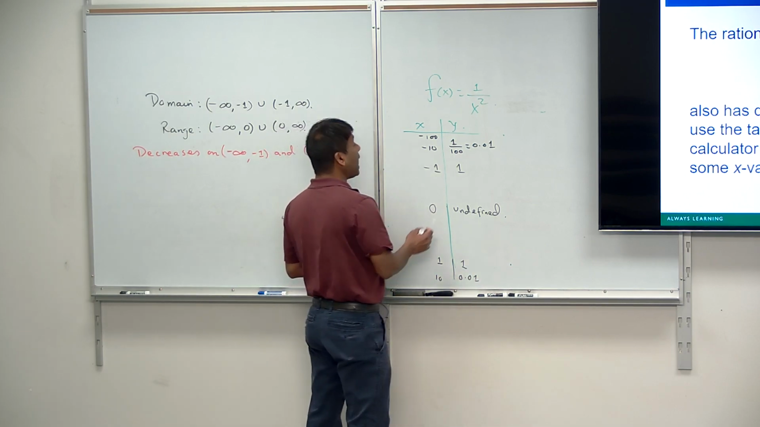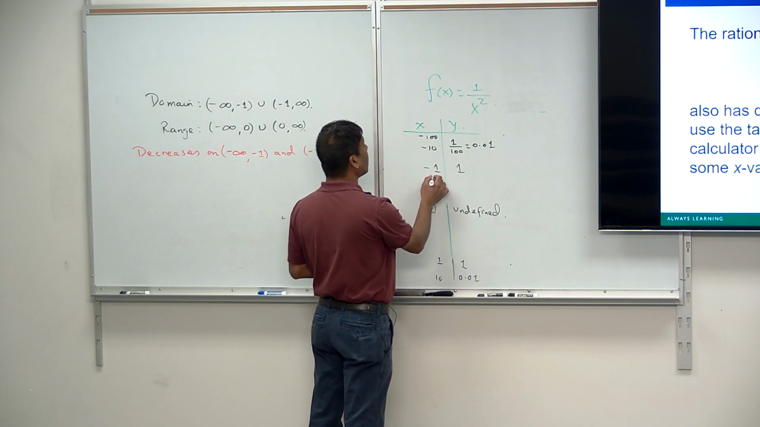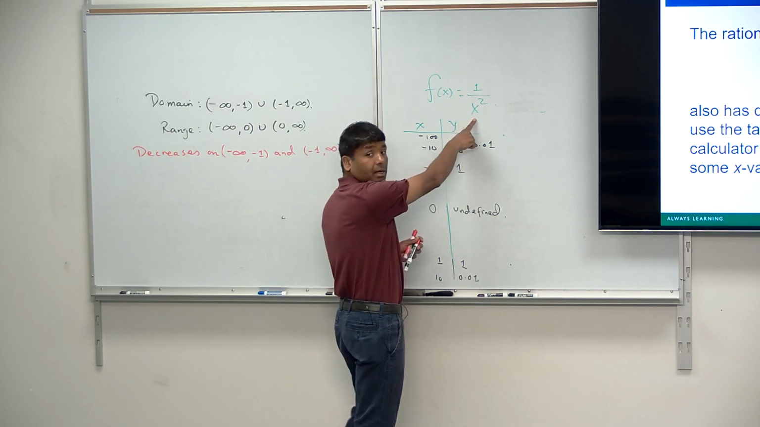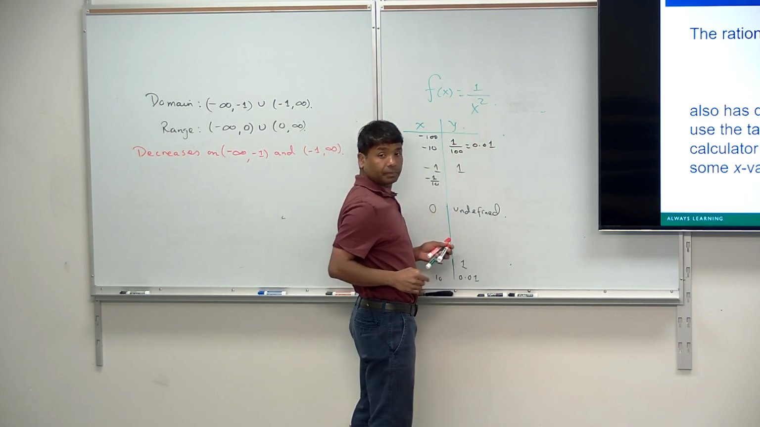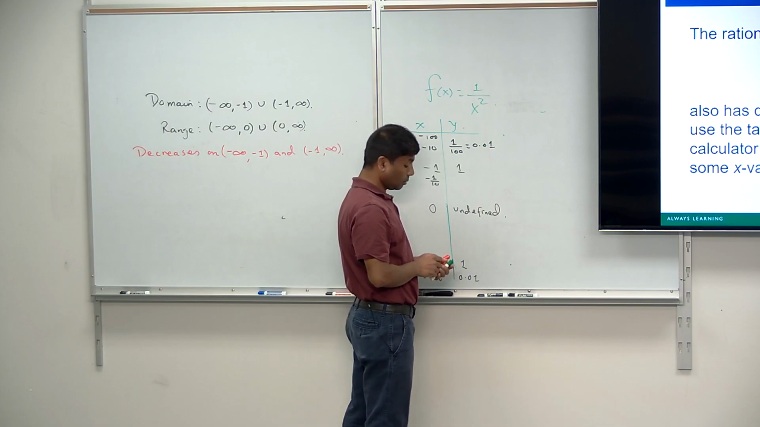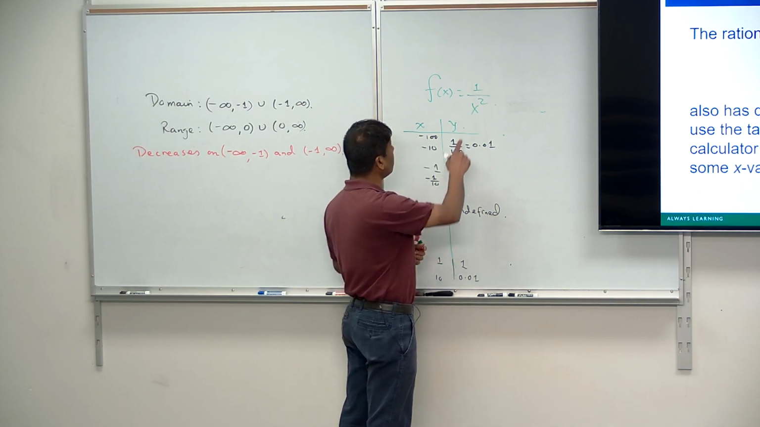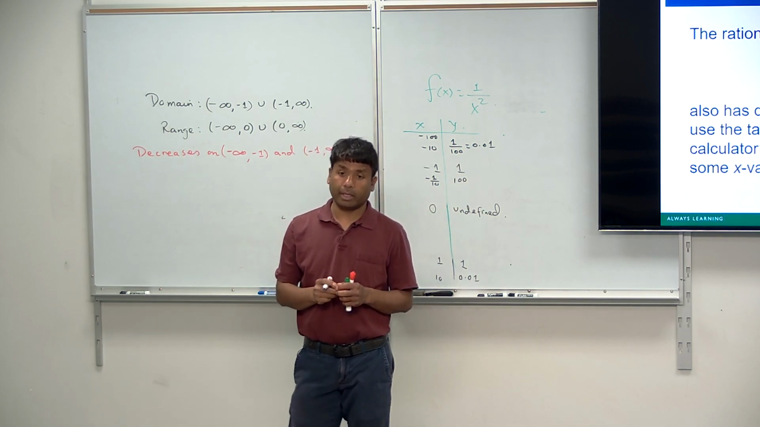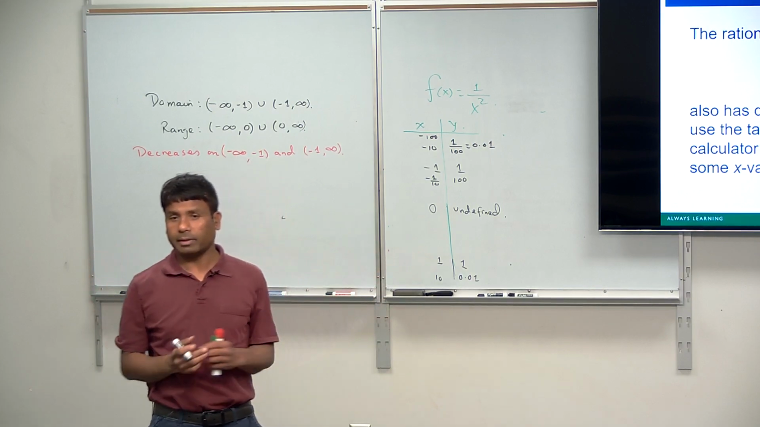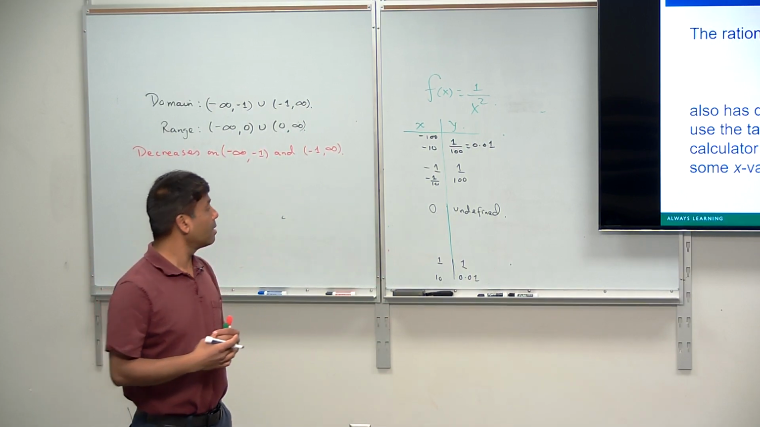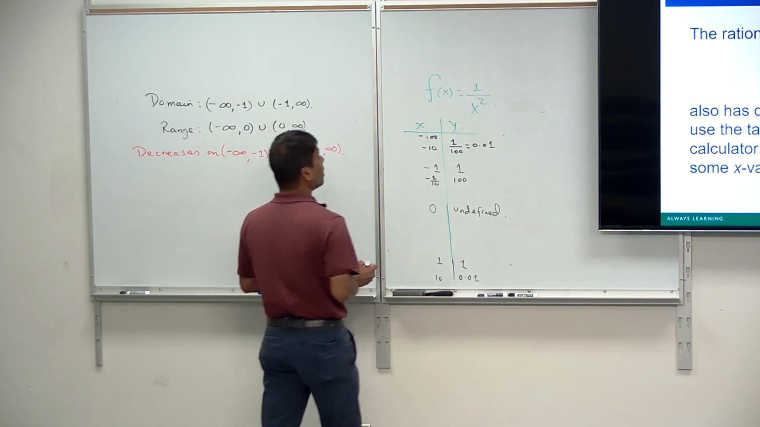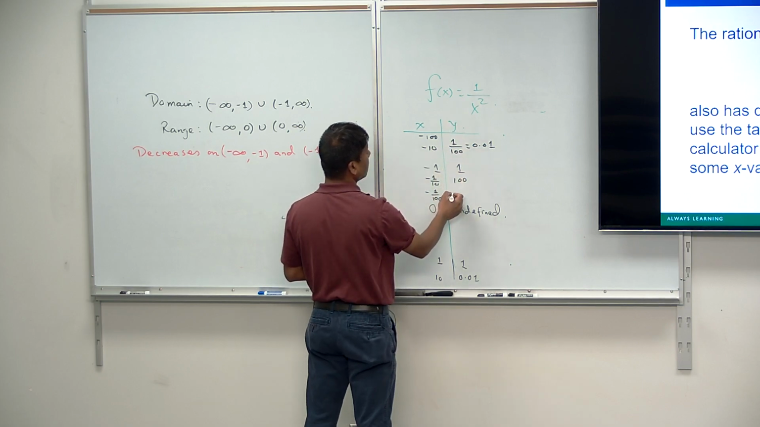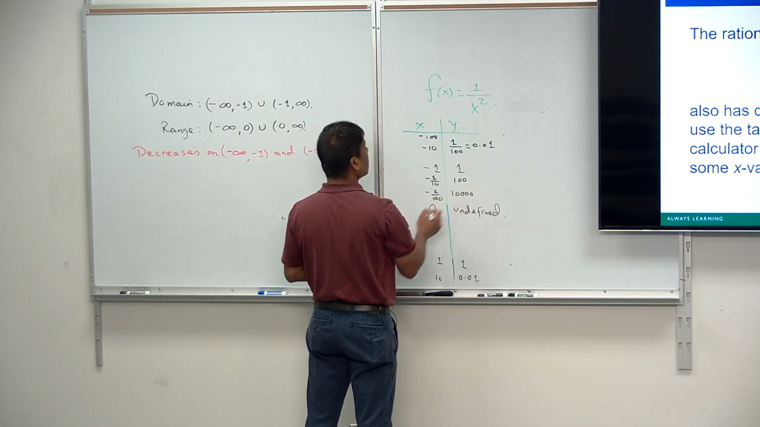But, hey, what will happen if I plug in, let's say, -1 over 10? If I plug in x equal to -1 over 10, what will be the y value? It will be 100. Explode. Right? So now, if I plug in even -1 over 100, what will this be? This will be 10,000. Is that right?